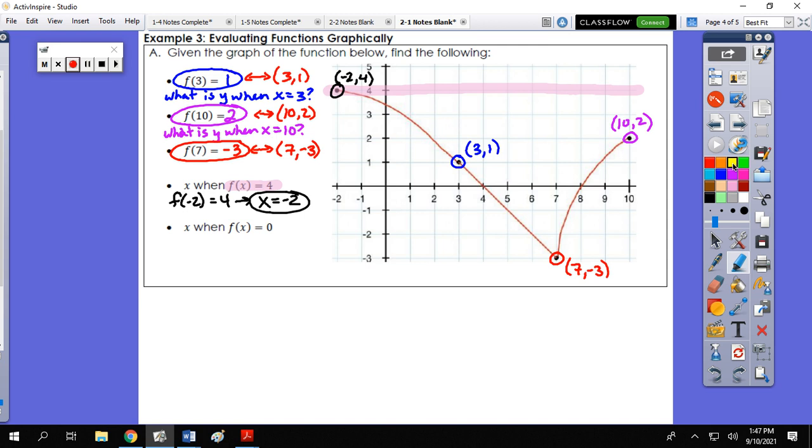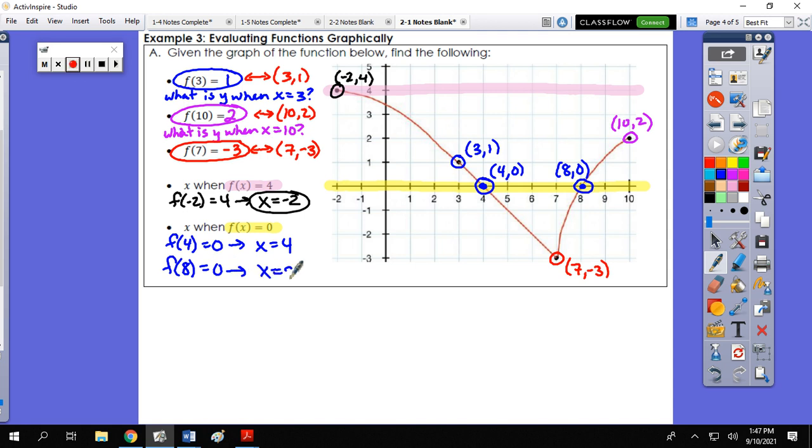Similarly, for f of x equals 0, we actually have 2 points where that exists. We've got a point here and a point here. This point is 4, 0, and this point is 8, 0. So we would say f of 4 is 0, which means x is 4. f of 8 equals 0 means x could be 8. So there are 2 answers to that one. When you're given a y and asked to find an x, it is possible to get more than one answer.